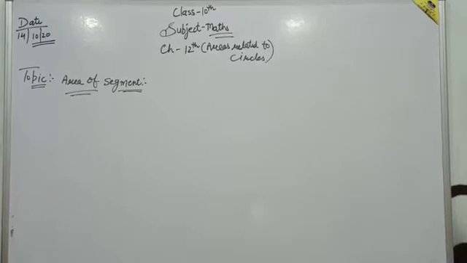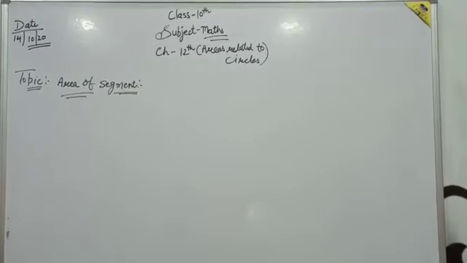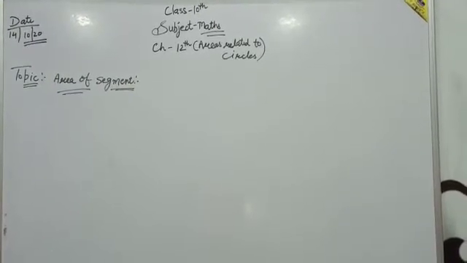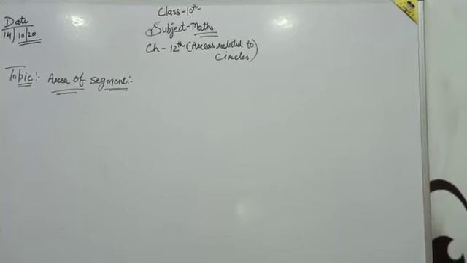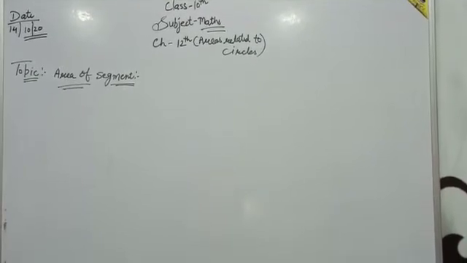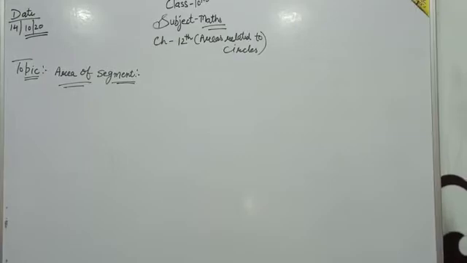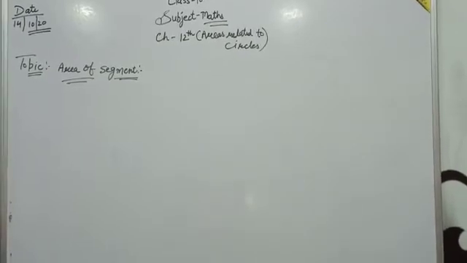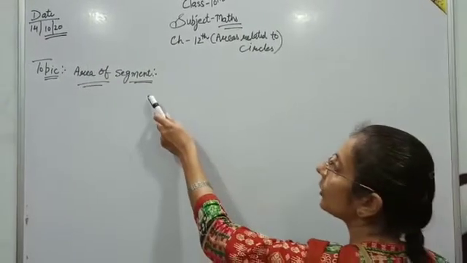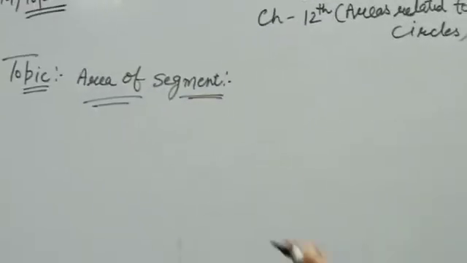We started chapter number 12, areas related to circles. The 12.2 exercise was going on and we have discussed the area of the sector. Today we will discuss the area of the segment. To discuss this topic, firstly we will see what a segment is.